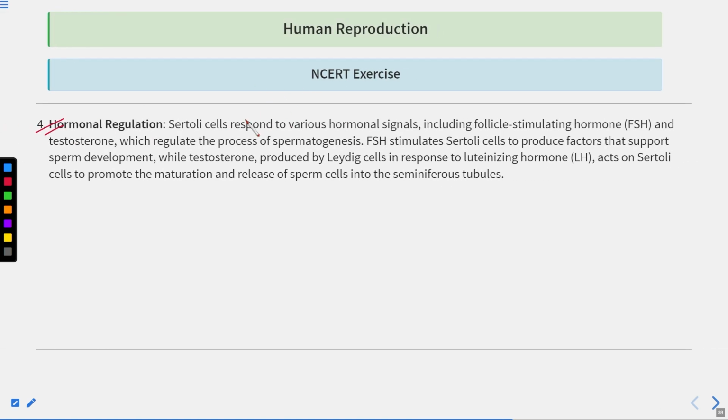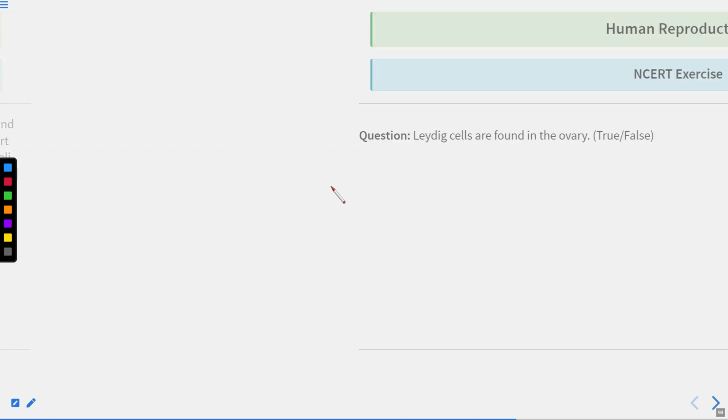Next is hormonal regulation. Sertoli cells respond to various hormonal signals, including follicle stimulating hormone and testosterone also, which regulate the process of spermatogenesis. Follicle stimulating hormone stimulates the Sertoli cells to produce factors that support the sperm development, while testosterone produced by the Leydig cells in response to the LH hormone acts on the Sertoli cells to promote the maturation and release of the sperms into the seminiferous tubule.